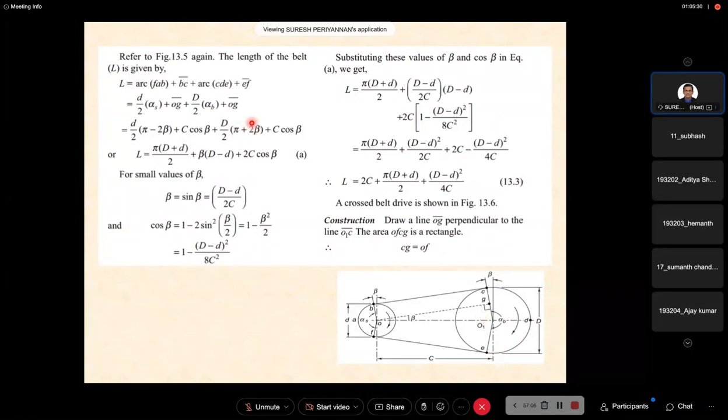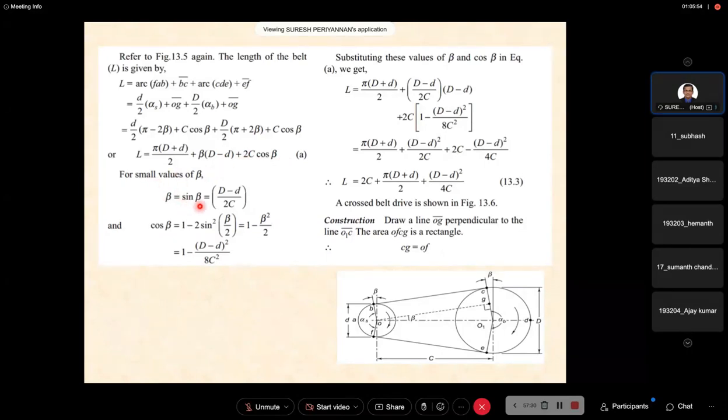Then pi plus 2 beta. Then again this side is based on this right-angled triangle here, again C into cos beta. Now simplify this equation. Finally, L is equal to pi into D plus d by 2 plus beta into D minus d, plus 2C into cos beta. Now substitute our beta value.